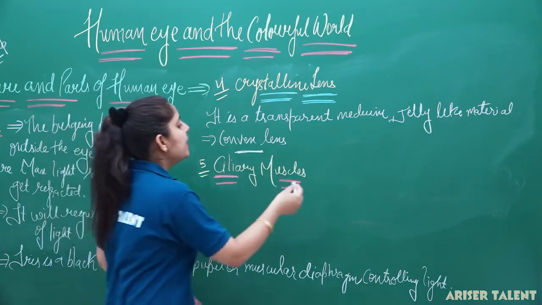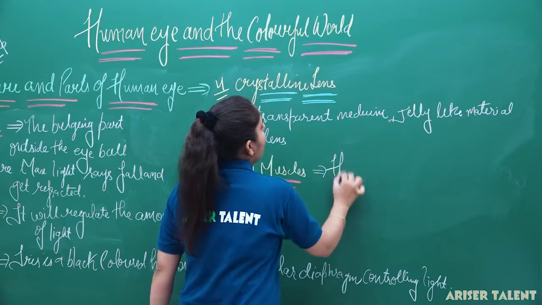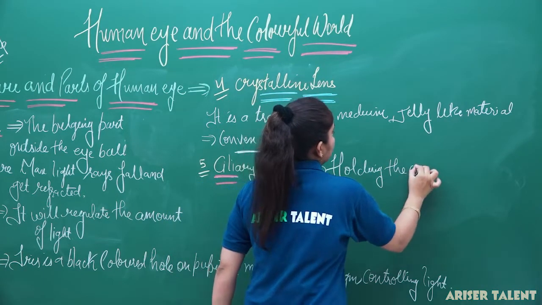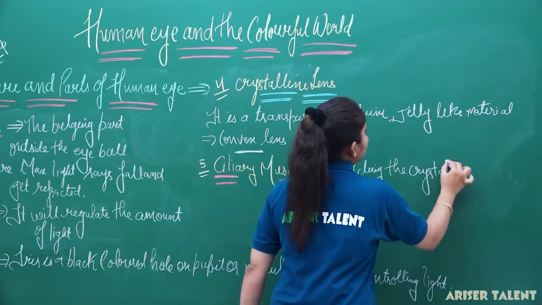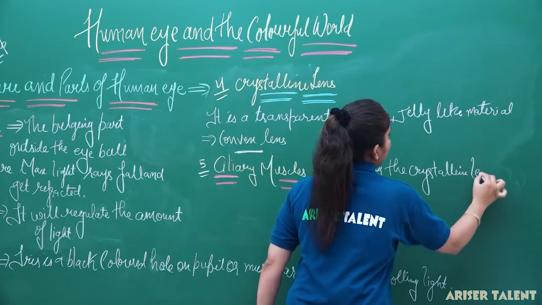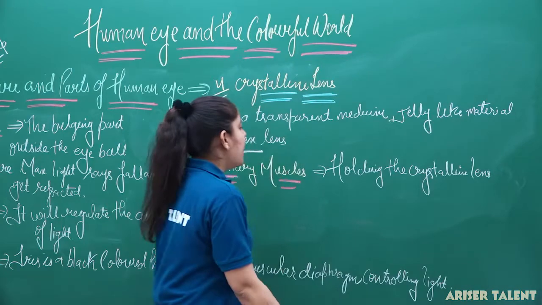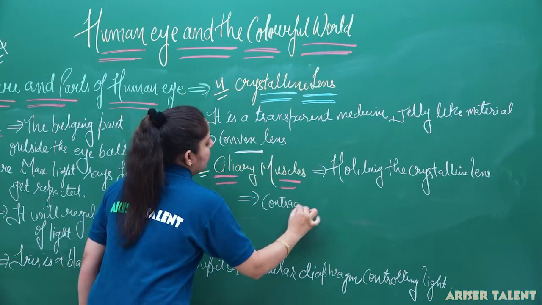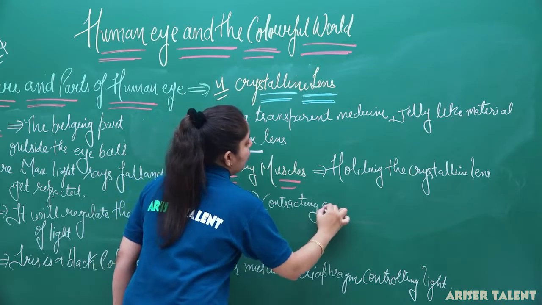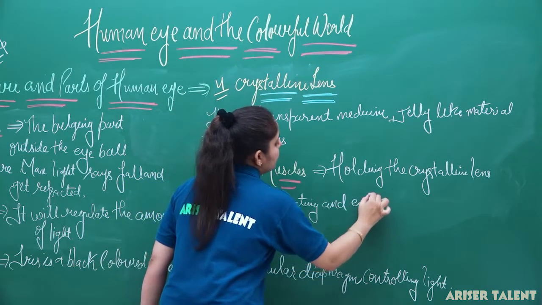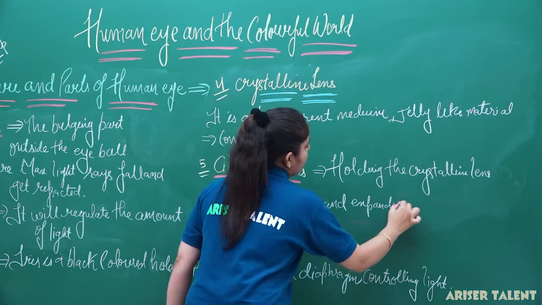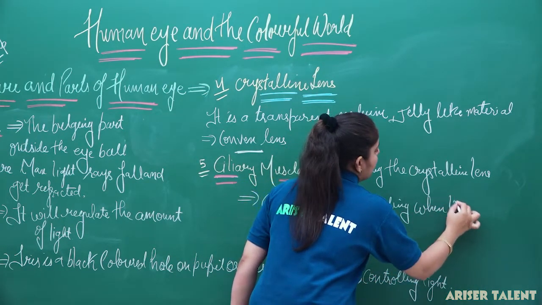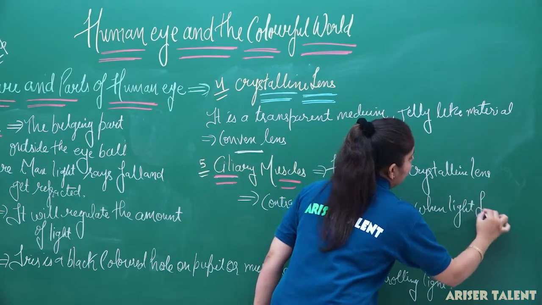So, ciliary muscles are holding the crystalline lens, and apart from that, they are also contracting and expanding when light falls on it.